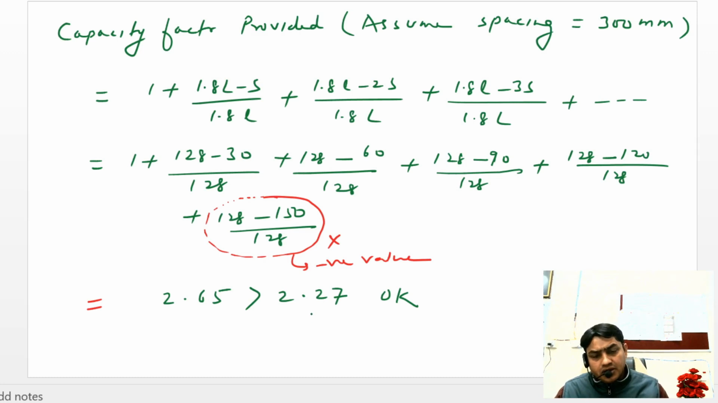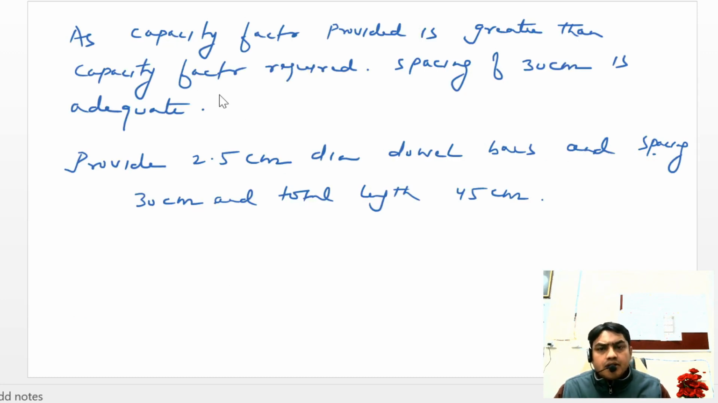So it is okay. If the capacity factor provided is less than the required, then we have to change the spacing, and once again compute the capacity factor provided. Here the capacity factor provided is greater than the capacity factor required, so it is okay. So we can provide 2.5 centimeter diameter dowel bars at a spacing of 30 centimeter, and the total length is 45 centimeter.